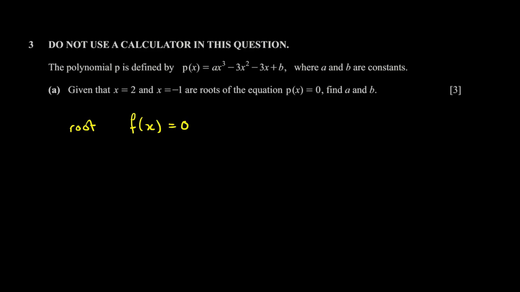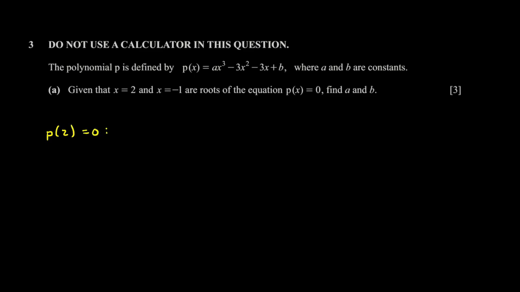So for example, if x equals a is a root, it means that f of a will be equal to 0. In other words, we can substitute the value into the polynomial and what we should get is 0. So if we are told in the question that 2 and negative 1 are roots, it means that if I was to substitute 2 into the polynomial, I should get 0. If I substitute -1 into the polynomial, I should also get 0. So that's exactly what I'm going to do, right? So p of 2 should be equal to 0.